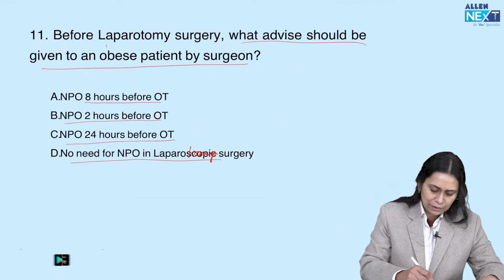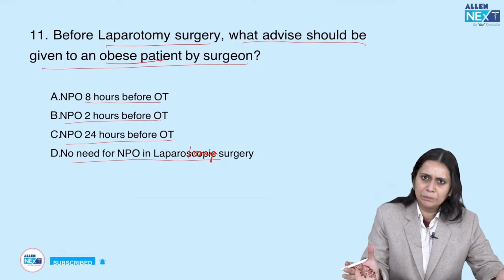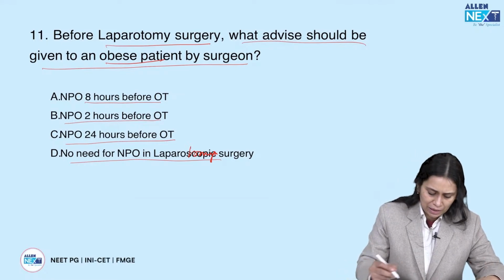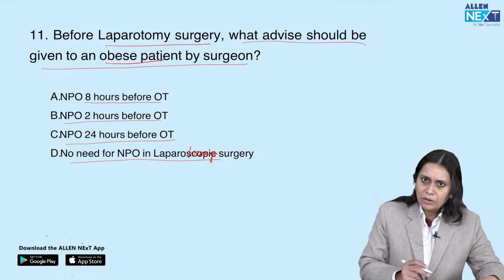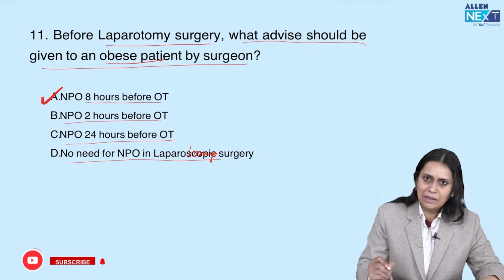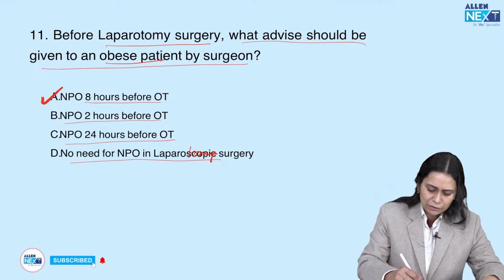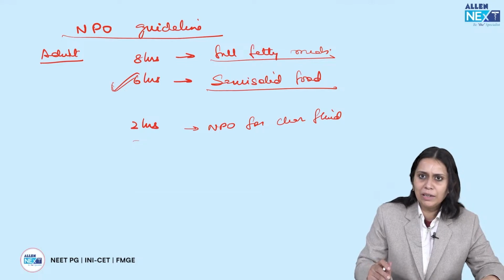So in this laparotomy surgery, the obese patient is at a higher risk of aspiration, but the guideline is the same. There is no change in the guideline. Answer has to be 6 hours, but 6 hours is not in the options, so we'll go for 8 hours as the answer. 8 hours is for full fatty meals, okay? 6 hours for semi-solid food, 2 hours NPO for clear fluid.